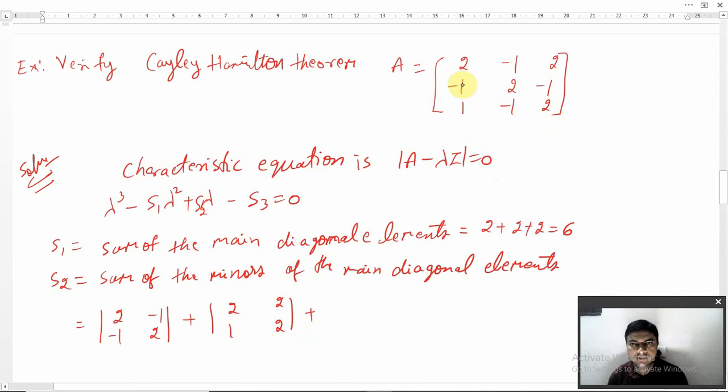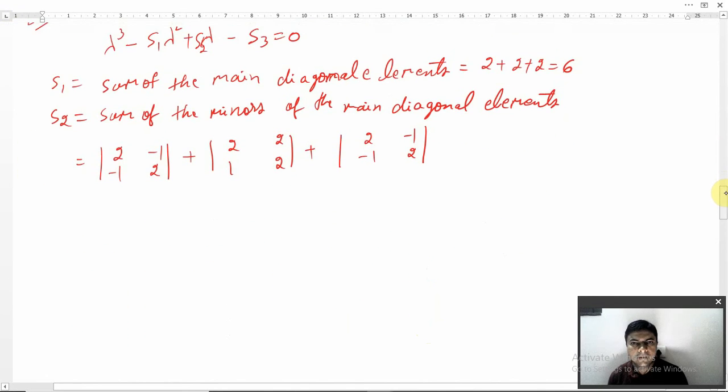This is our minor. Next minor, you can see, students, I will take the last main diagonal element, that is 2. Leave this row and column, you will get 2 minus 1 minus 1 2. So this will be 2 minus 1 minus 1 2. This is how we have to take the diagonal elements.